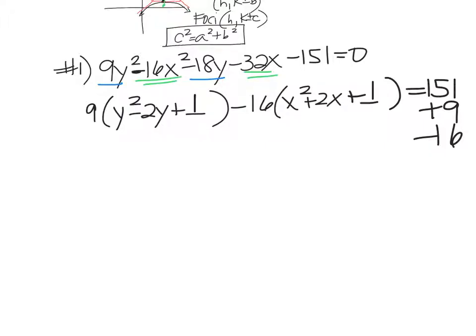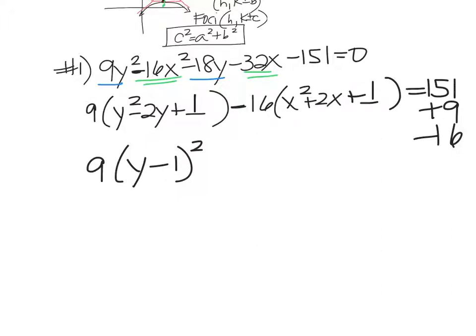Everything else is pretty much the same. Didn't we already do that once? Isn't this just completing the square twice? Yeah, but the difference is that you're subtracting a number. We've always added a number to both sides. So right there, this is a negative 16 times 1, so you have to subtract 16.